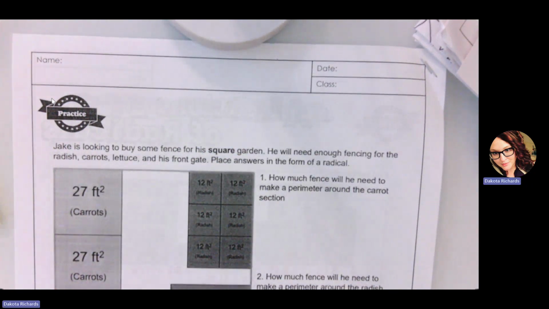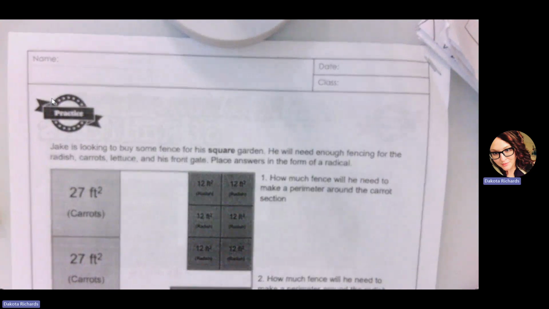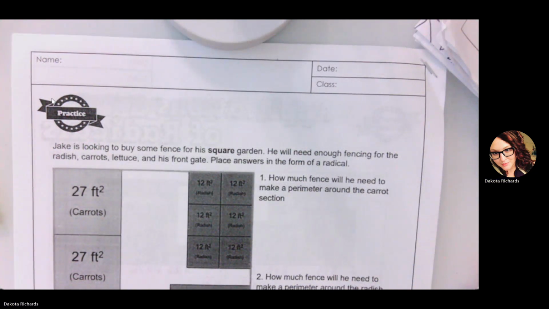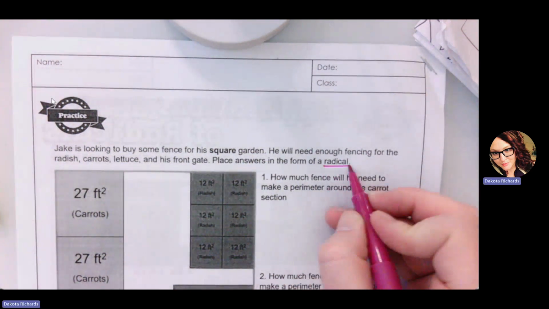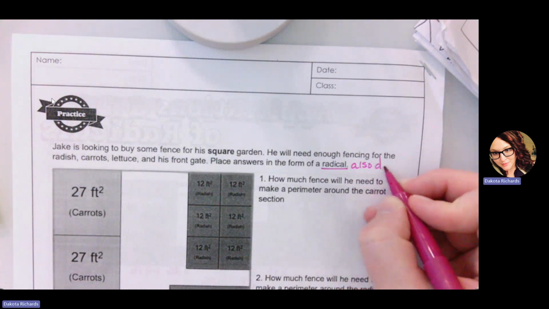On this problem, it says Jake is looking to buy some fence for his square garden. He will need enough fencing for the radish, carrots, lettuce, and his front gate. Place answers in the form of a radical. I would also do a decimal form too.